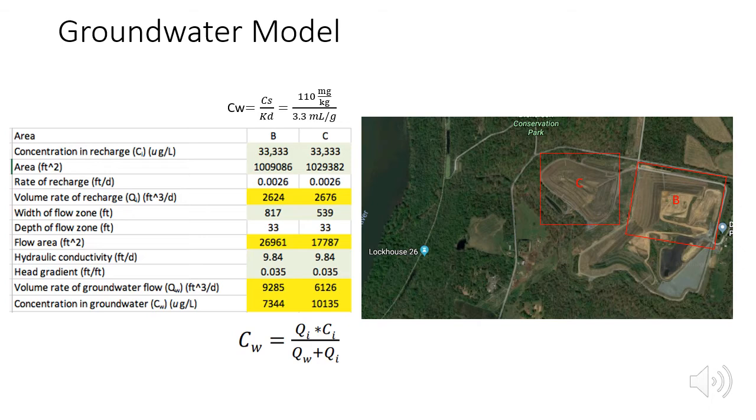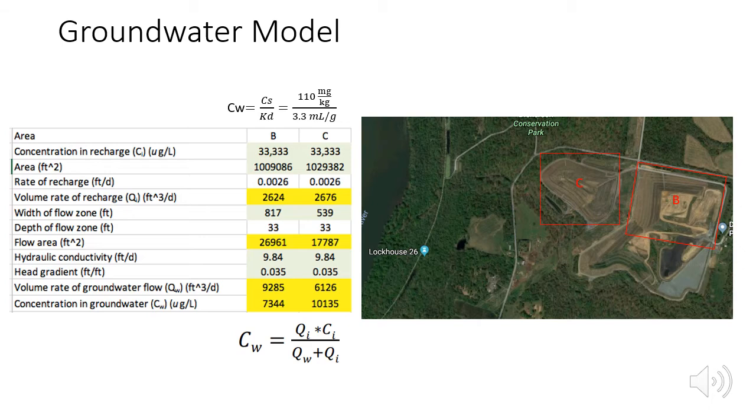We were provided a range of concentrations of arsenic in fly ash in the project guidance documents. I used the higher value to be more conservative, and through our site-specific literature review in Module 8, we were able to identify a range of Kd values, and I used a value of 3.3 milliliters per gram. Another parameter that I needed to input into this model was the width of the flow zone.